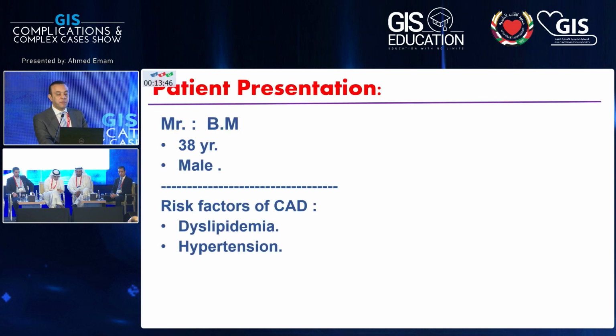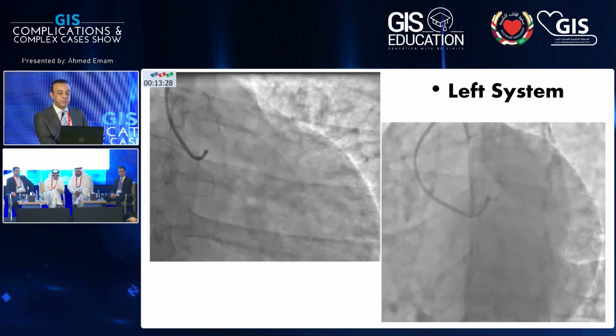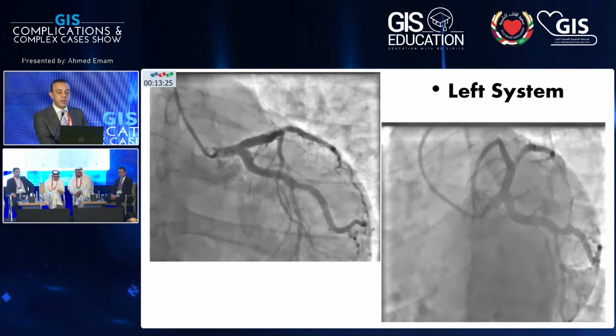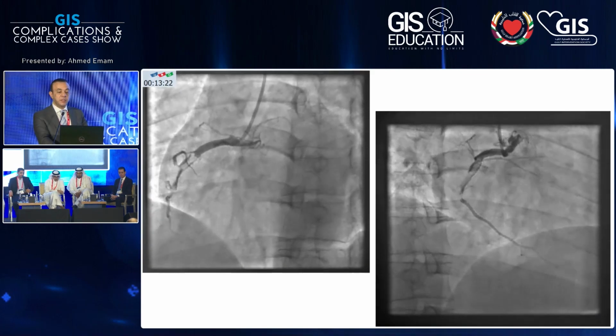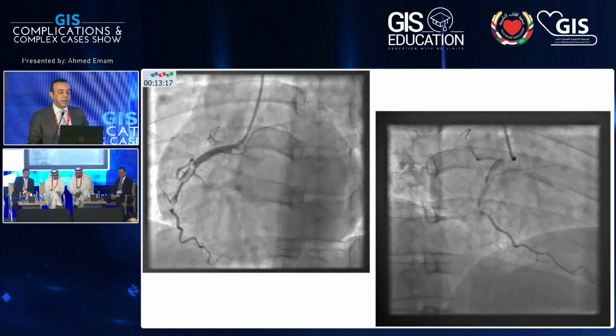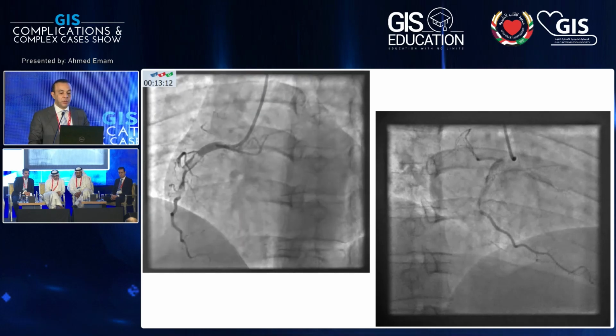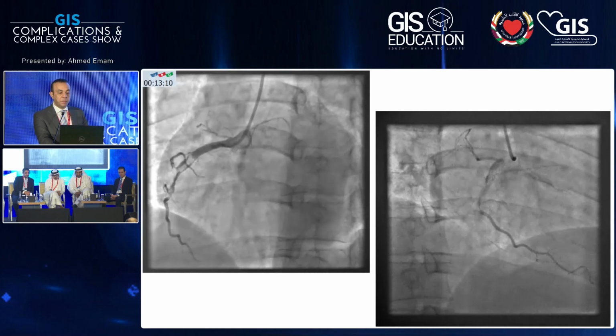So let's meet our first patient today. This is a male patient, 38 years old. He has risk factors of dyslipidemia and hypertension. He presented with inferior STEMI and was transferred directly to the cath lab for primary PCI. The left system is good. Then this is the RCA. As you can see, there is an obvious big thrombus in the mid part of the vessel, even extending to the proximal segment.